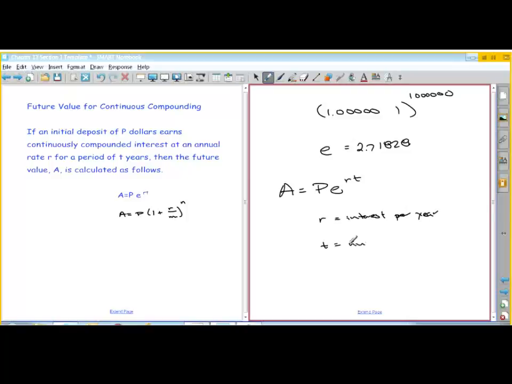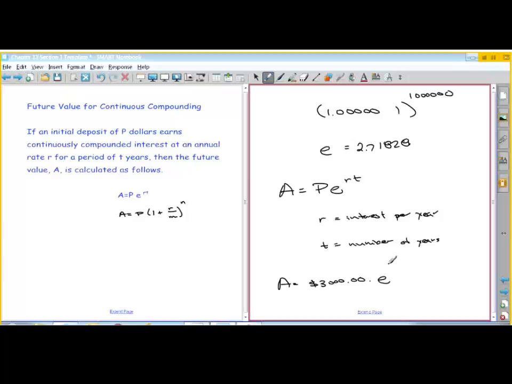And T is the number of years. If you have something less than that, you can use a decimal. I mean, they don't have to be integers. So if you did 2.5 years, you'd use 2.5. So for our particular example, we had $3,000.